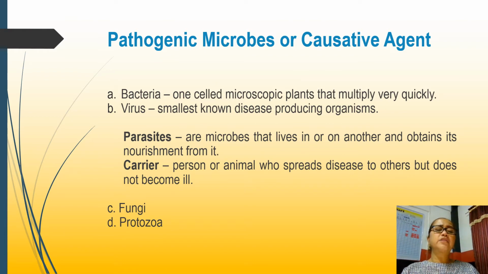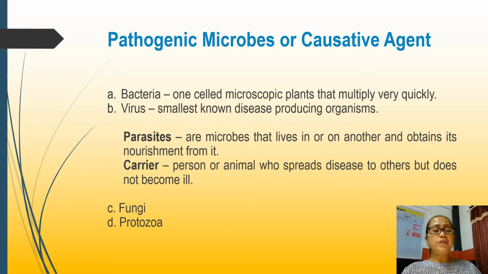And then we have virus, the smallest known disease-producing microorganism. One thing you have to remember: bacteria multiply very quickly, while a virus spreads very quickly. Just like what we are having, the COVID-19. Usually the virus affects the respiratory region, such as COVID-19, and it usually spreads very quickly. Why? Because it is usually airborne, through droplet nuclei, plus direct contact.